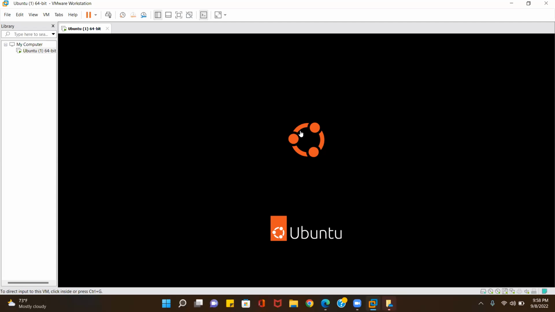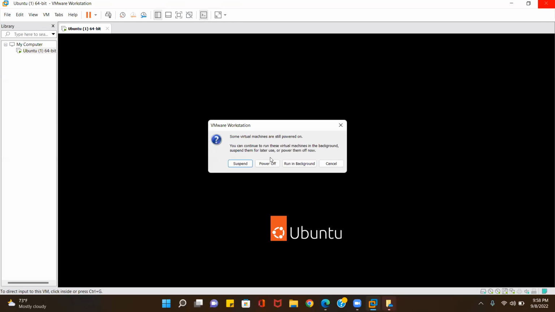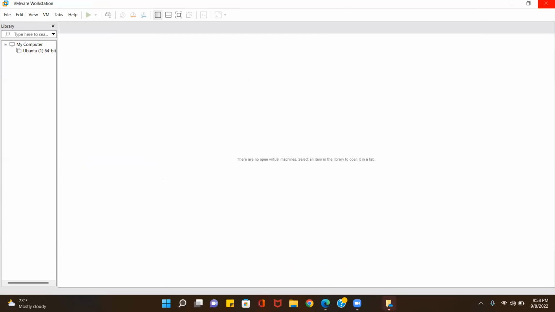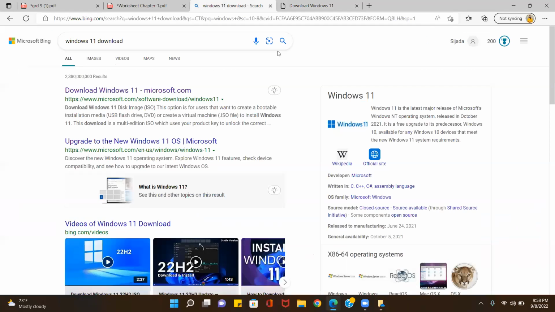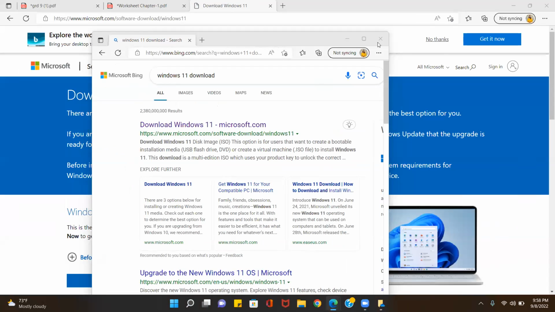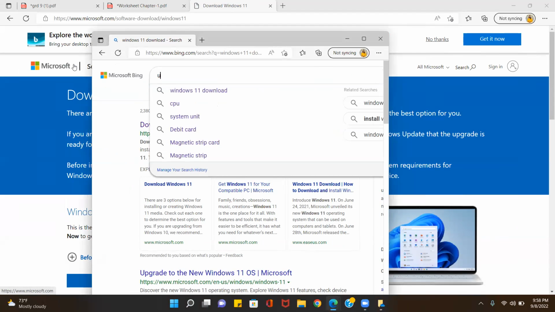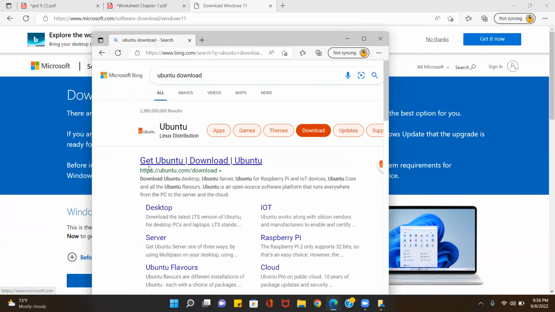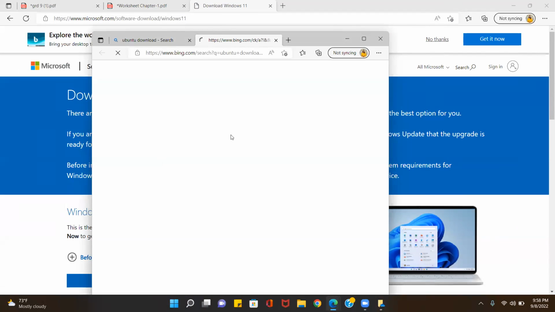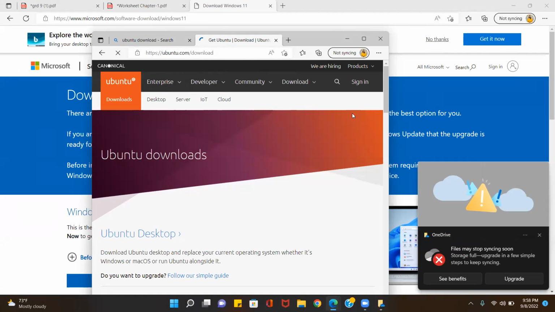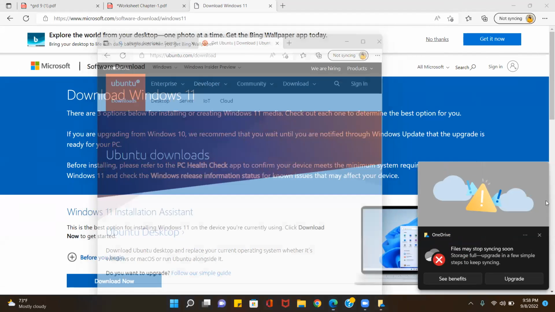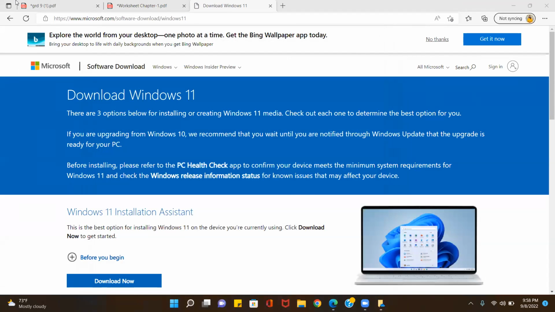Ubuntu is a free one. That's why I was able to go and download it. Now you also can go to the Ubuntu website. I can search Ubuntu download, and once you go there and click, you have the option to download. Once you click download, it will get downloaded. After that, you can use it for free. You don't have to pay any amount.